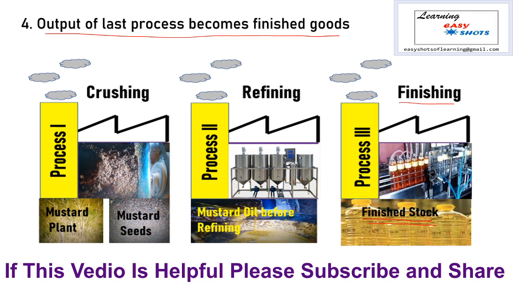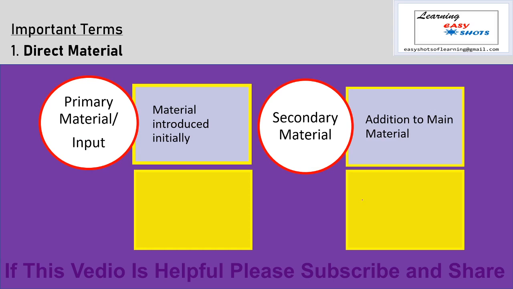Now we discuss the important terms used in the preparation of process accounts. The first term is direct material. Direct material involves primary material or input and secondary material. First, we discuss the primary material. Primary material is introduced in the process first and is transferred to the next process until completion. Without primary material, production is impossible.